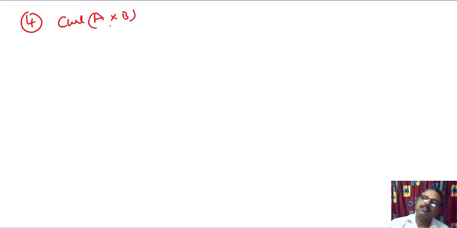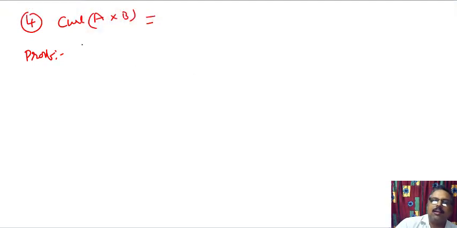Now the fourth vector identity. What is curl of A cross B? If you observe, the first one is divergence of A, the second one is curl of A, the third one is divergence of A cross B, the fourth one is curl of A cross B. Then what is the result? Okay, we will prove this result.